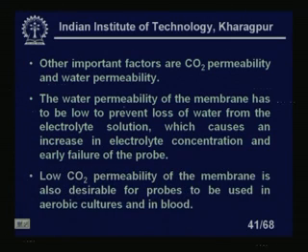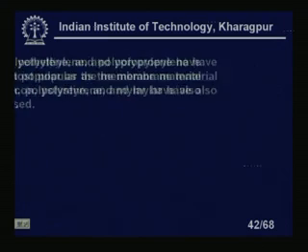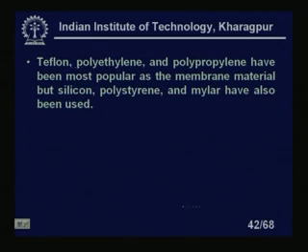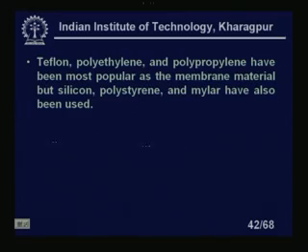Low CO2 permeability of the membrane is also desirable for probes to be used in aerobic cultures and in blood. Sometimes the measurement of oxygen concentration in blood is also important. Now the material: what are the different materials used for making the membrane? I will say Teflon is the most widely used material for making the membrane. Teflon, polyethylene, polypropylene have been most popular as the membrane material, but silicon, polystyrene, mylar have also been used. But still I should say that Teflon is the most widely used membrane for making DO2 probes.